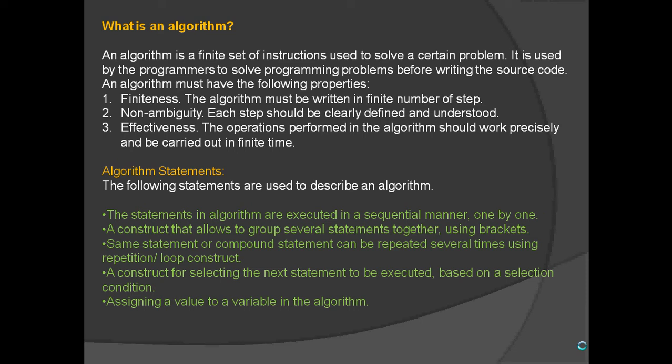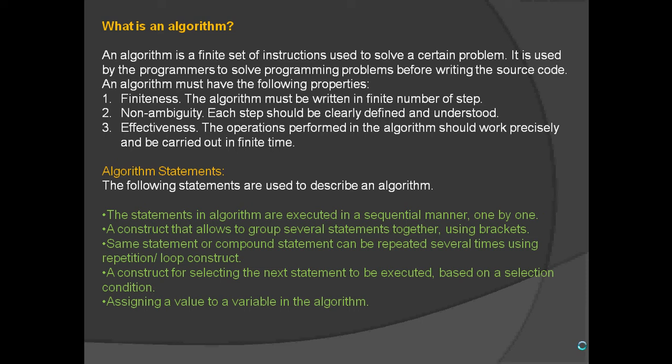Next is a construct for selecting the next statement to be executed based on a selection condition. So when there's a statement in the algorithm that needs to be executed, but it should be based on a certain condition, such as a boolean expression like true or false, that comes under the selection constructs. So all of this can be used in the algorithm also, or can be displayed in the algorithm also.